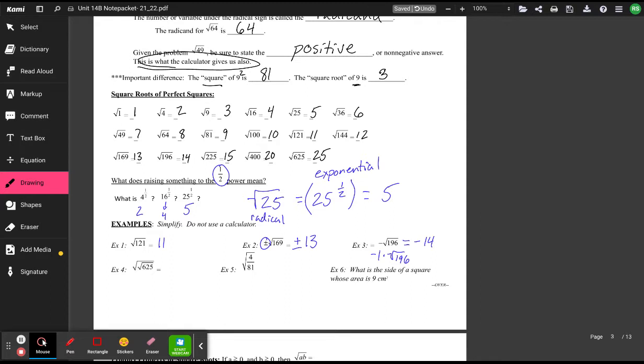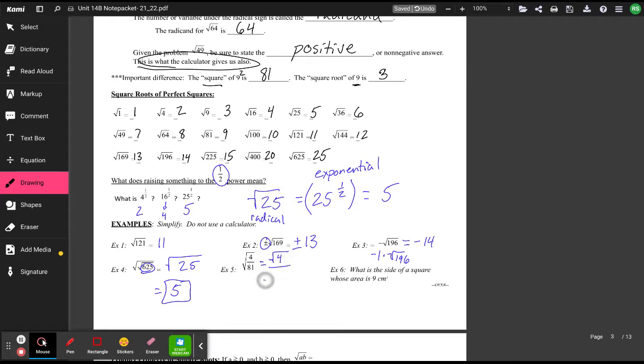If you see a radical underneath a radical, that means you're going to take the square root of the inside first. That would be 25. So the square root of 625 is 25. Then we can take the square root of 25. That's positive 5.